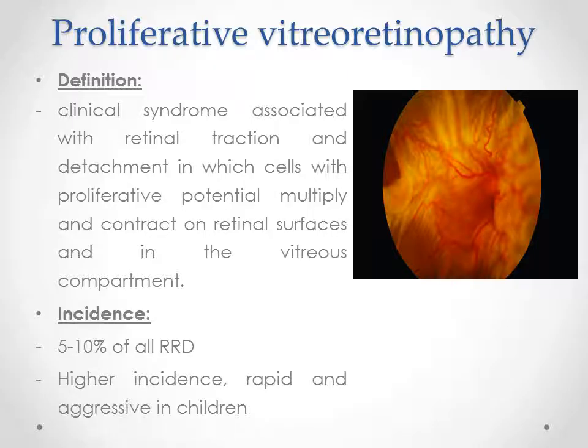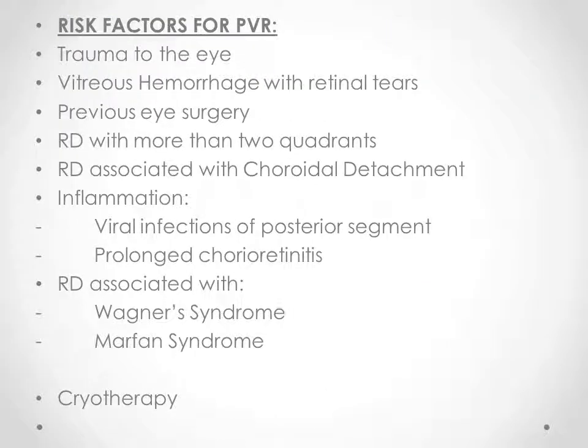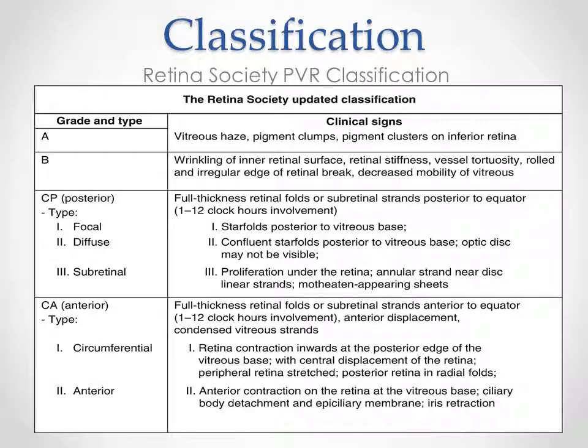PVR is a clinical syndrome associated with retinal traction and detachment in which cells with proliferative potential multiply and contract on the retinal surface and in the vitreous compartment. The risk factors for PVR are trauma of the eye, vitreous hemorrhage, previous eye surgery, RD with more than 2 quadrants, RD associated with choroidal detachment, inflammations, and RD associated with Wagner's and Marfan syndrome.